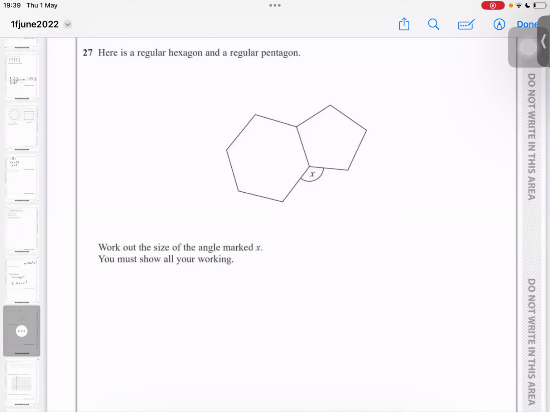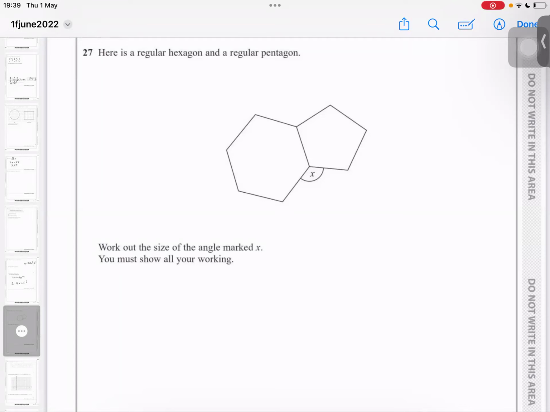So let me say it again. The mathematical fact we're starting with is that the sum of the exterior angles of any polygon at all, any one, will always add up to 360. So why did I say exterior? Because if you see that angle X there, it's outside the two shapes. Did you notice that?